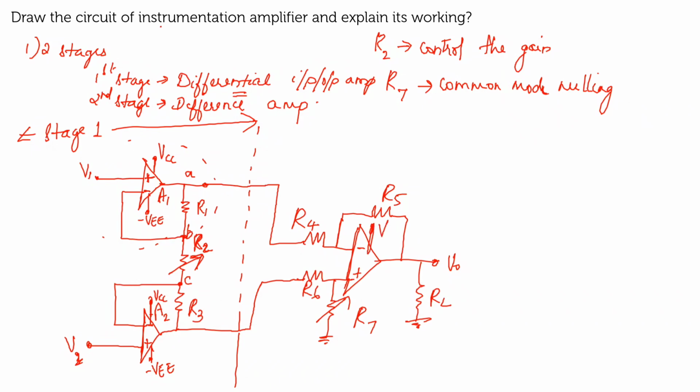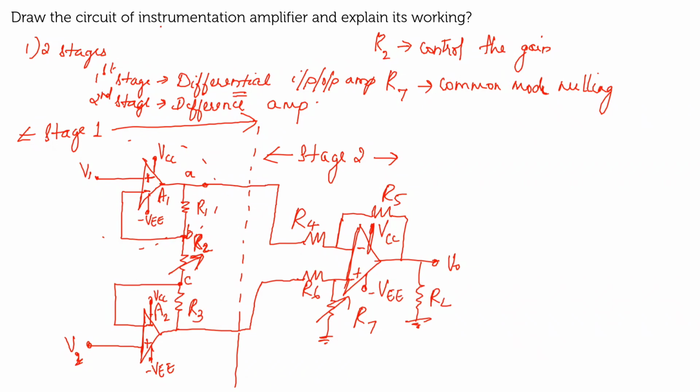Now here also let me give VCC and minus VEE. So this makes your second stage, that is your stage 2, which is your difference amplifier. So it's a combination of two stages. First stage is differential input output amplifier and stage 2 is your difference amplifier.